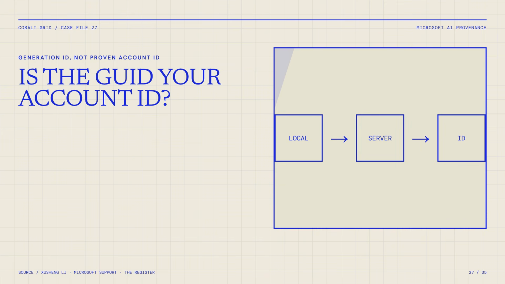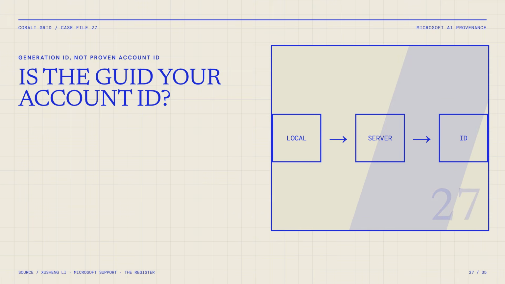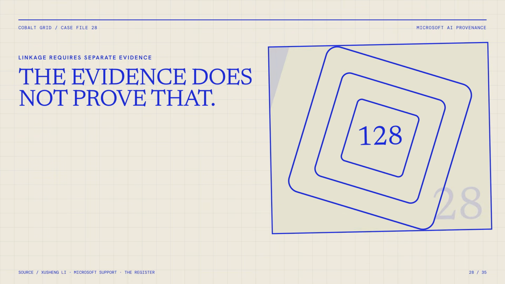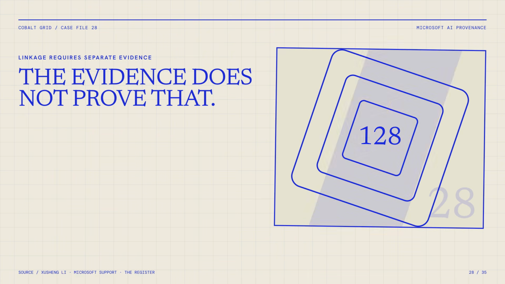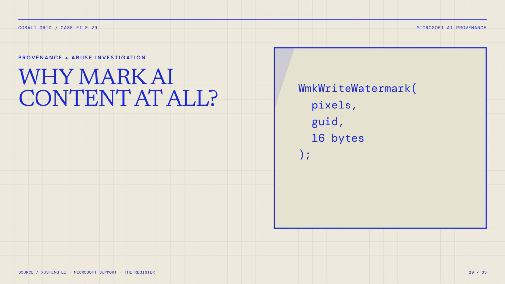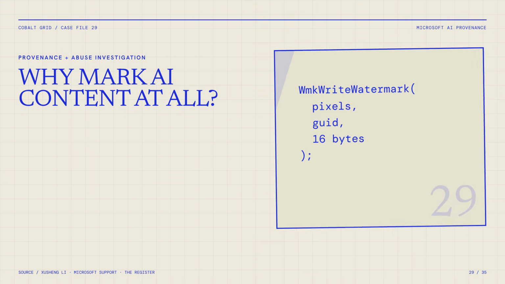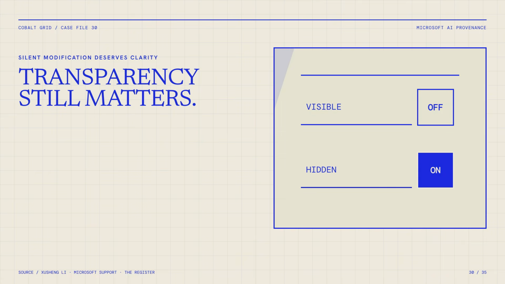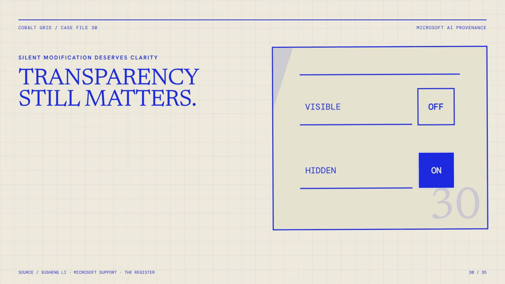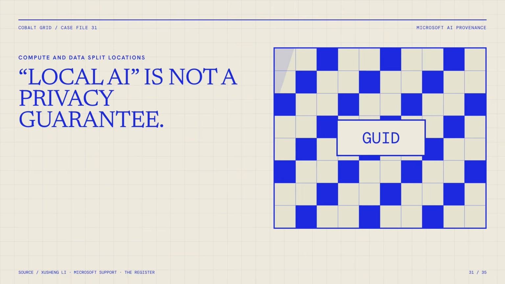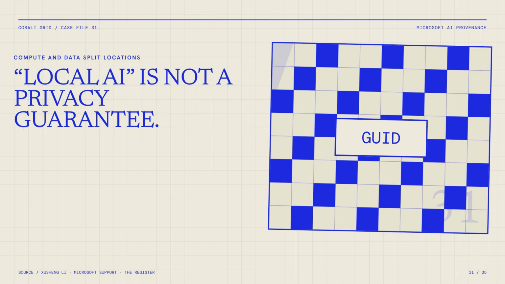Does the hidden GUID identify your Microsoft account? The research demonstrates a generation identifier, not proof that the pixels directly contain an account number. Microsoft may still possess server records connecting prompts, device identifiers, accounts, and generation events, but that linkage is a separate claim requiring separate evidence. There are legitimate reasons to mark AI content: provenance, abuse investigations, disclosure, and distinguishing synthetic media from camera photographs. There are also legitimate transparency questions when local generation depends on remote moderation and silently modifies the resulting pixels. The phrase local AI can therefore be misleading when treated as a complete privacy guarantee.